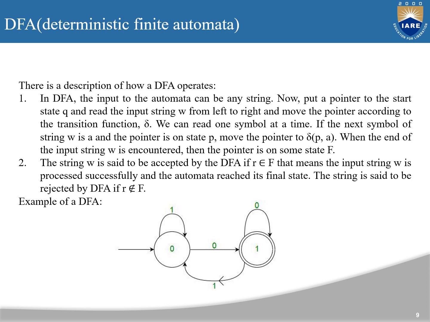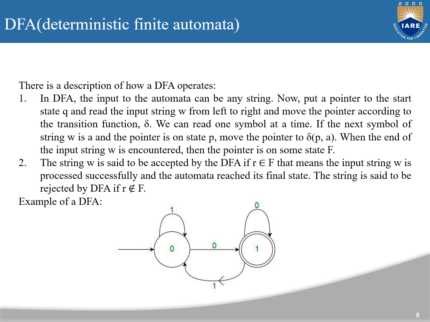Here is a description of how a DFA operates. In a DFA, the input to the automata can be any string. Now put a pointer to the start state q0 and read the input string w from left to right and move the pointer according to the transition function delta. We can read one symbol at a time. If the next symbol of the string w is a and the pointer is on the state p, move the pointer to delta(p, a). When the end of the input string w is encountered, then the pointer is on some state r. The string w is said to be accepted by the DFA if r belongs to F, which means the input string w is processed successfully and the automata reached its final state. The string is said to be rejected by the DFA if r does not belong to F.